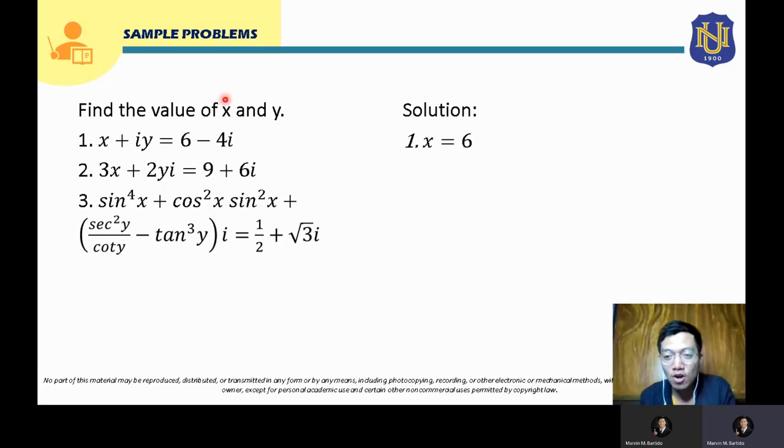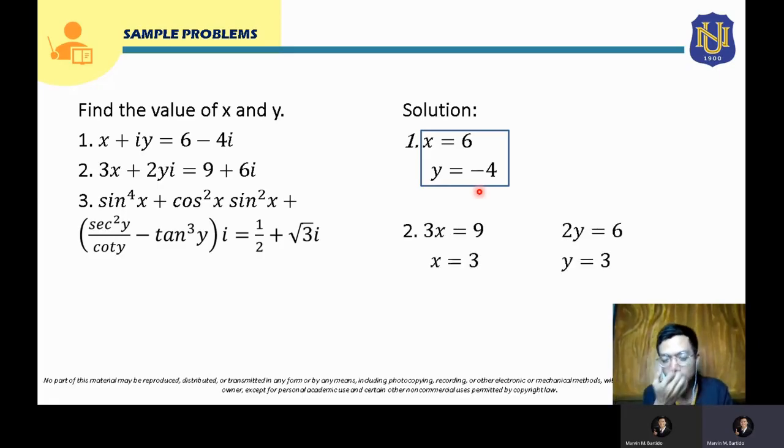So that will be the value of x. Okay, so that's the item that we are looking for in this problem. And for iy, or for your imaginary part, the imaginary part at the left is y, and the imaginary part at the right is negative 4. So that will be your y. Y is equal to negative 4. So these will be the answers for number 1. These are the values of x and y.